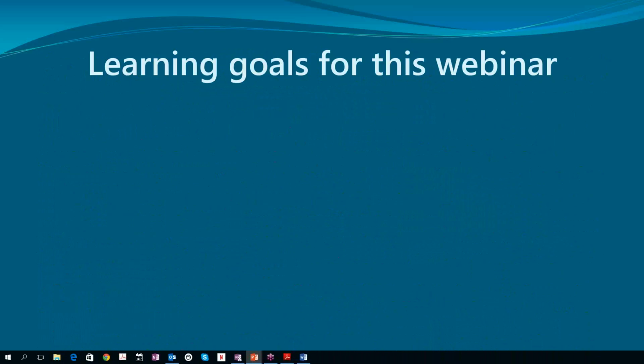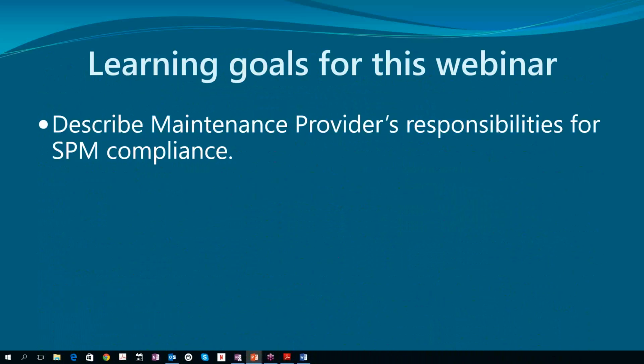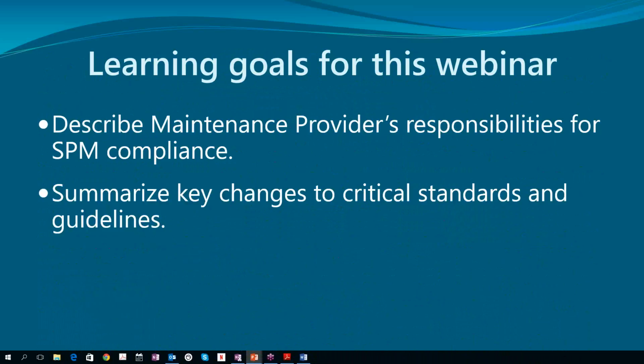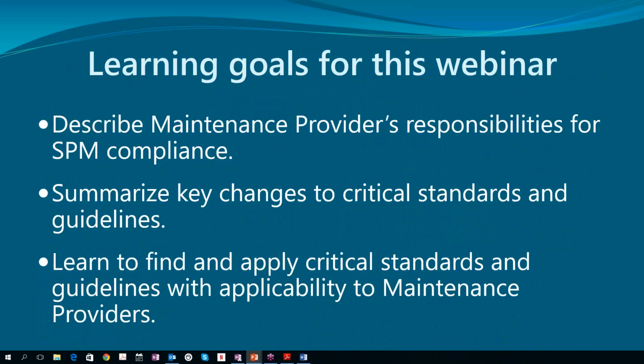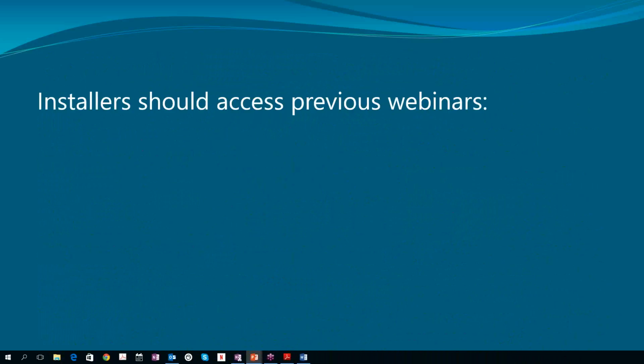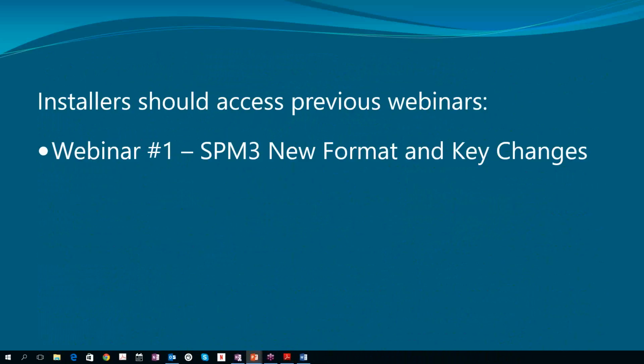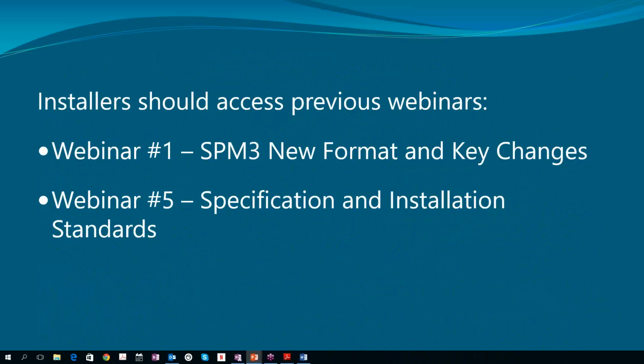Okay. Learning goals, once again, to focus our thoughts. We're going to look at MP's responsibilities for SPM compliance beyond just the maintenance standards, summarize some of the key changes to critical standards, and learn how to find and apply the things that are applicable to maintenance providers. That should have said maintenance providers, not installers. So maintenance providers should access these, especially if you need to write an exam.